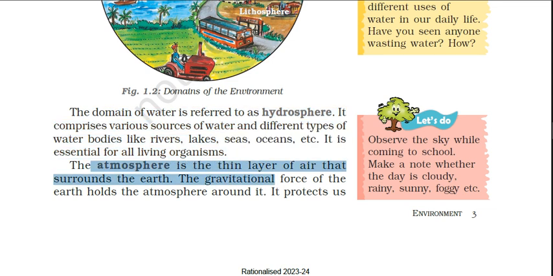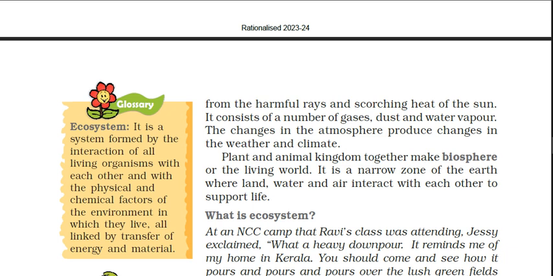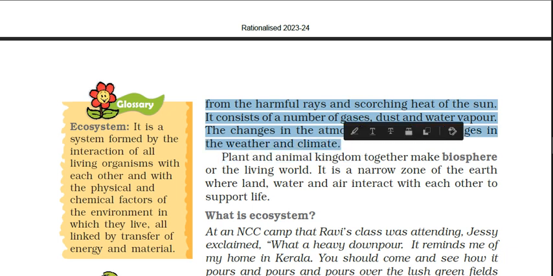The atmosphere is the thin layer of air that surrounds the Earth. The gravitational force of the Earth holds the atmosphere around it. It protects us from the harmful rays and scorching heat of the sun. It consists of a number of gases, dust, and water vapor. The changes in the atmosphere produce changes in the weather and climate.